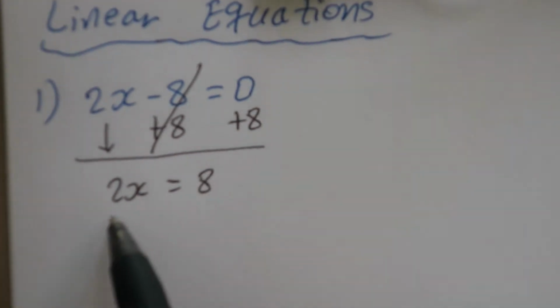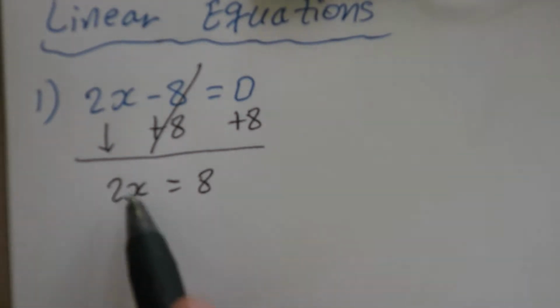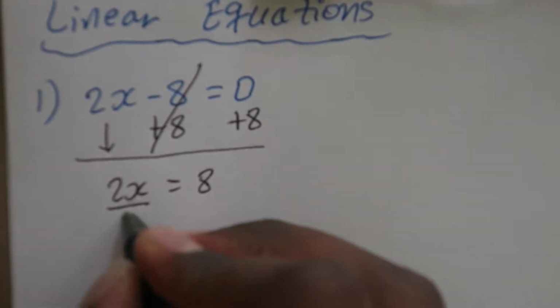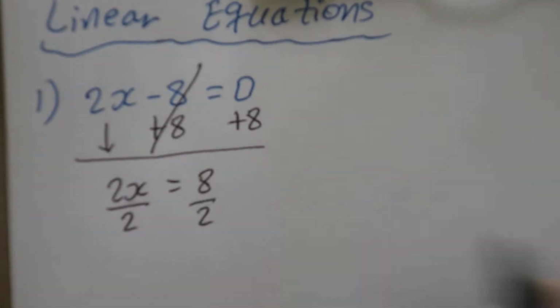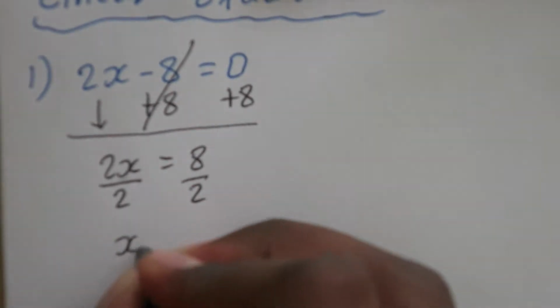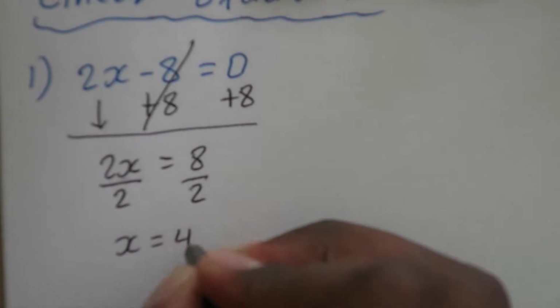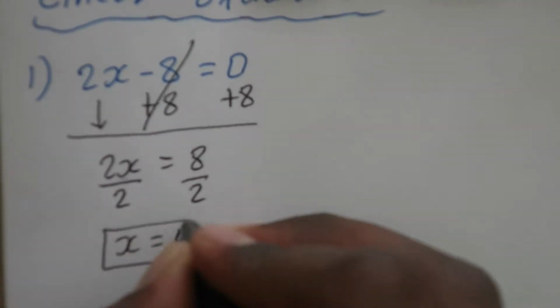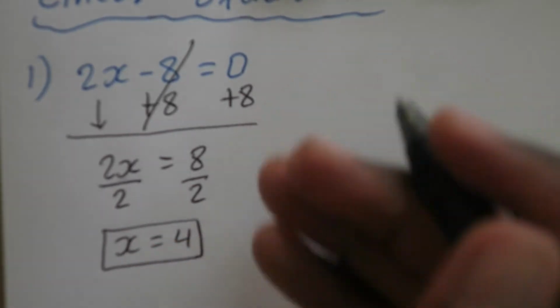Now the inverse of multiplication is division. You divide by 2 and you divide this by 2 as well. So that simplifies into x equals the number 4. So a very simple problem would be something like this.